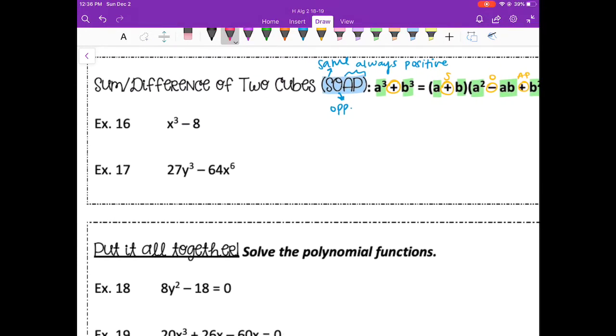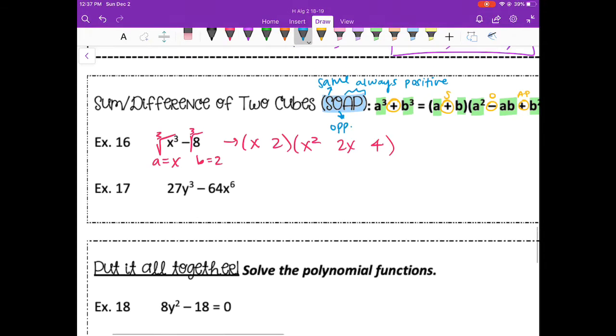So x cubed minus 8, well, to figure out my a and b values, I say, okay, what is the cube root of x cubed? What is the cube root of 8? So my a is just going to be x, and my b is going to be 2. So when I factor that, I've got a and then b, so x and then 2, and then I've got a squared, ab, b squared. My signs go same, opposite, always positive.